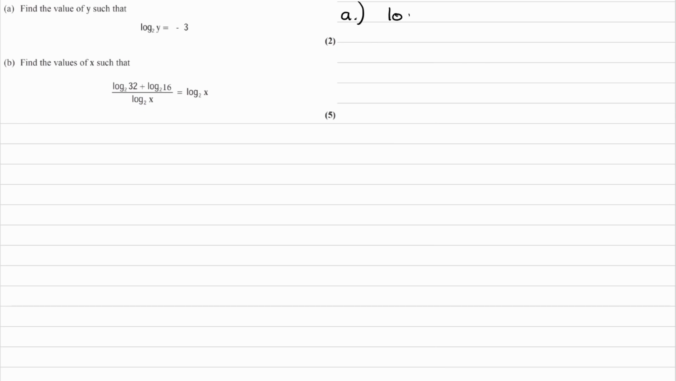So log to the base 2 of y is equal to minus 3. So for this one, you want to think about how can I eliminate the log to get y by itself? So think about what is the inverse operation to log to the base 2. The inverse operation of log to the base 2 would be 2 to the power of something. So then we do 2 to the power of both sides.